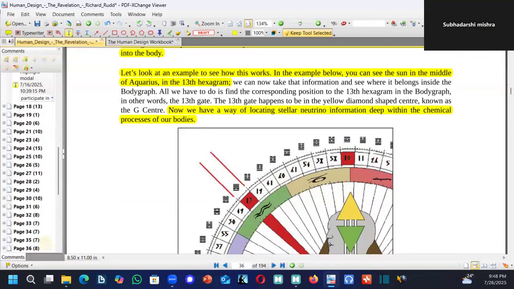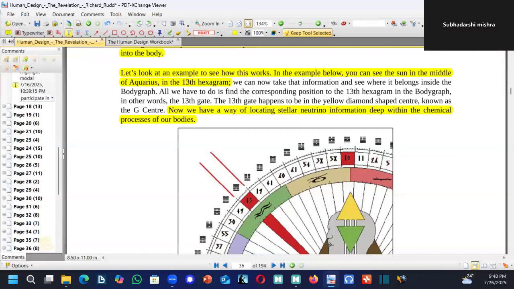Sir, I did not understand the last line: now we have a way of locating stellar neutrino information deep within the chemical processes. Correct. See, here you have got the sun. Sun is a star. The sun's breath, the particles and subparticles, are all neutrinos, because neutrinos are made only in the stars, not in space. That is what was written above. Only in the star.